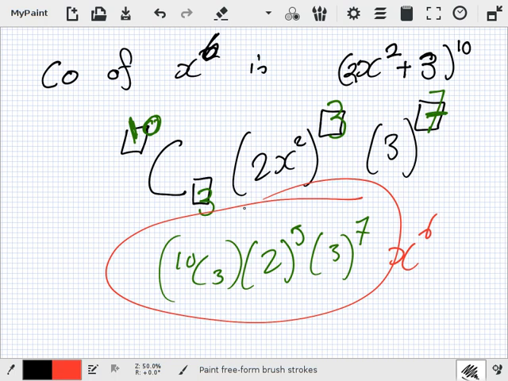Wait. You got 3 and 7 because you want x to the power of 6, and 2 times 3 is 6. Yeah, correct. And I have to use 3 and 7 because I still need to make a 10. I don't know if I'm seeing faces of confusion or understanding or sleepiness or all. All of the above, okay. Continue? Yep, okay.